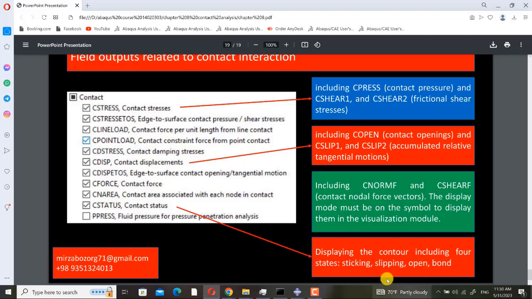And in this case, we have 3 status. The first one is sticking, the other one slipping, and bond. Bond is created when you define cohesive interaction. When you define cohesive interaction between 2 bodies, then we will have bond status.